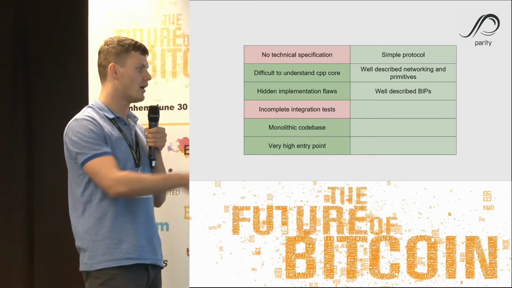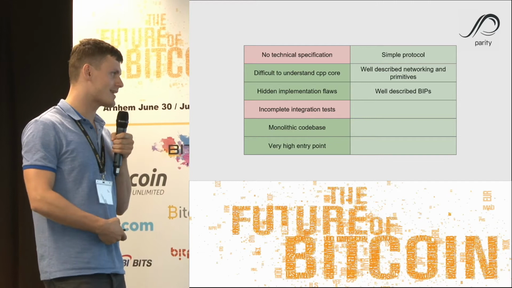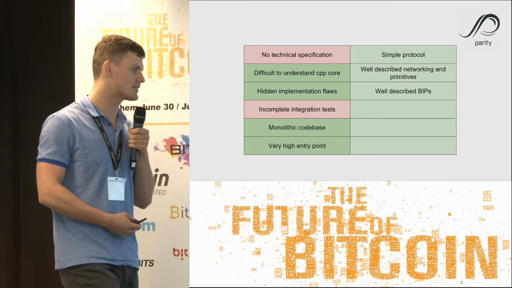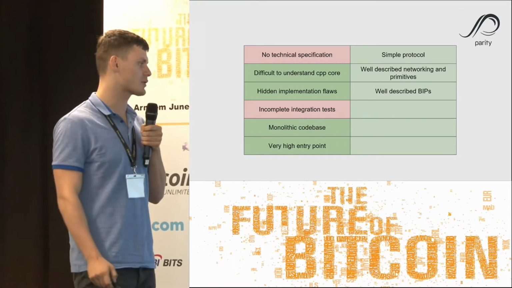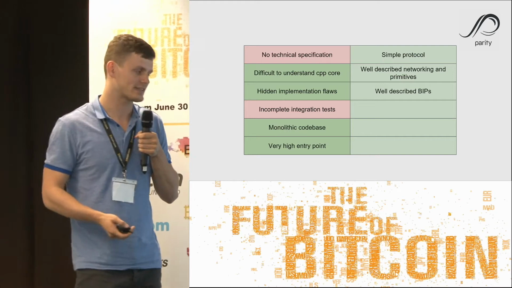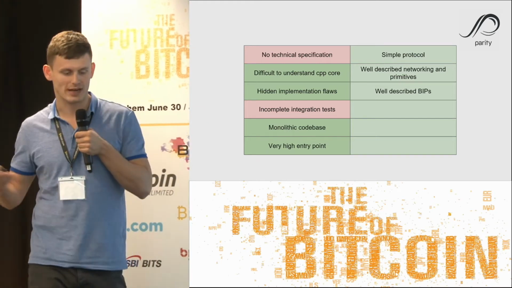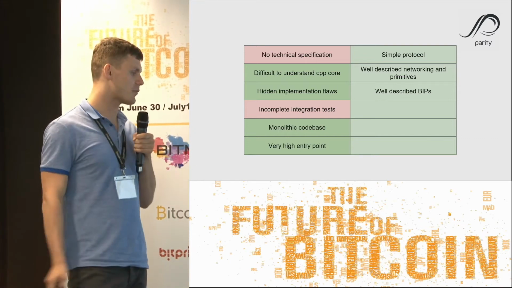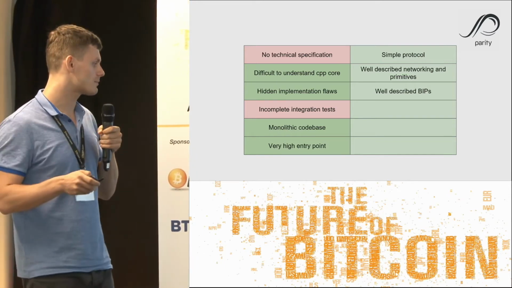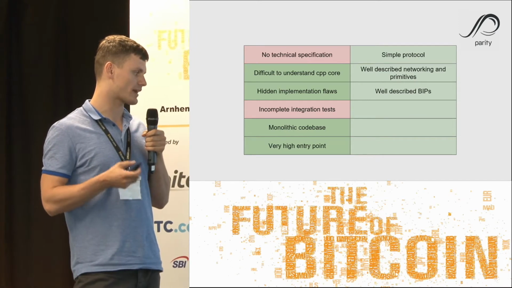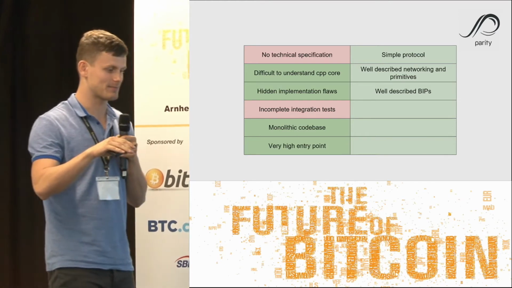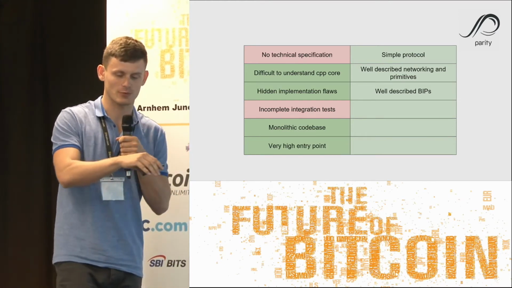We are trying to avoid implementation flaws. I think that we were successful in that, mostly because of the Rust language itself. Processing the transactions in parallel was easily doable thanks to Rust features. Same with the monolithic code base: our code base is really modular. And the entry point is also low, maybe not really low, but much lower than the core's, mostly because Rust is a language designed to be really readable.